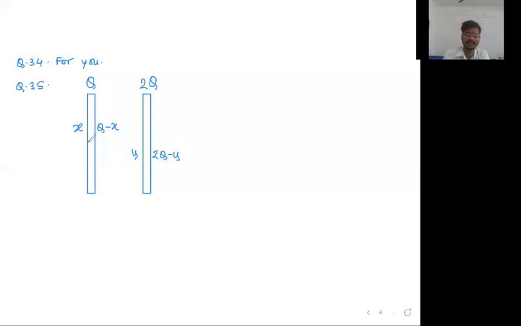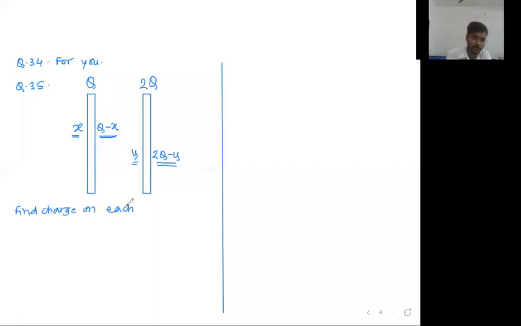Now obviously, to find the charges means find the value of x, the value of q minus x, the value of y, and the value of 2q minus y. This is the question. So what is the question? Find the values of charges on each surface. That is the value of x, q minus x, y and 2q minus y.